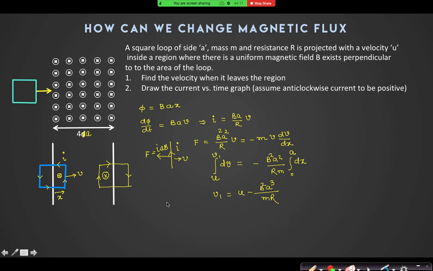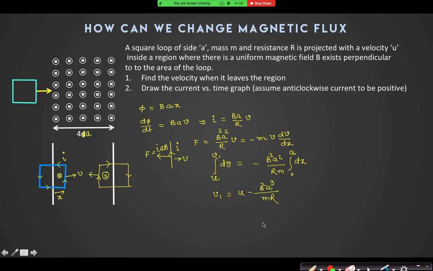Just when this conductor leaves this magnetic field region. After that the flux decreases. Yes or no? Can you understand? Initially when it enters, the flux is increasing. When it leaves, the flux is decreasing. So the direction of current is opposite. But if you try to find the direction of the force on this same conductor, the force will be again in the same direction, meaning opposite to its velocity. Yes or no?